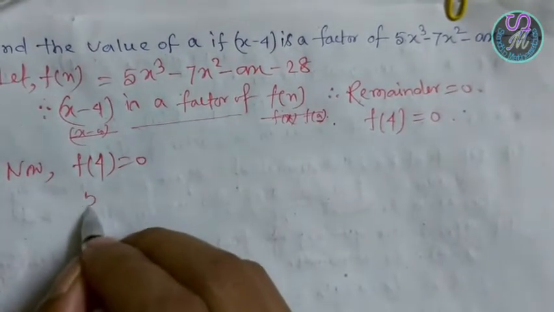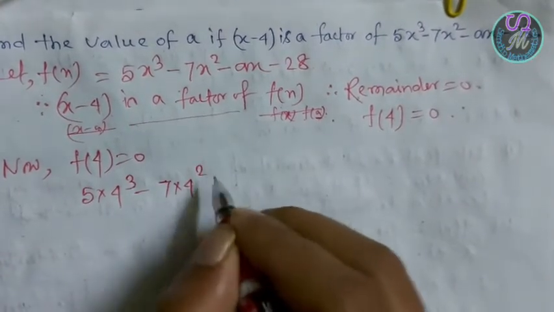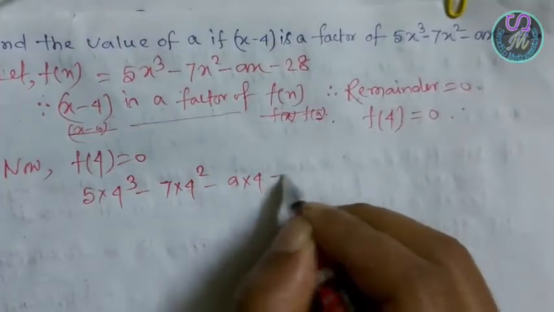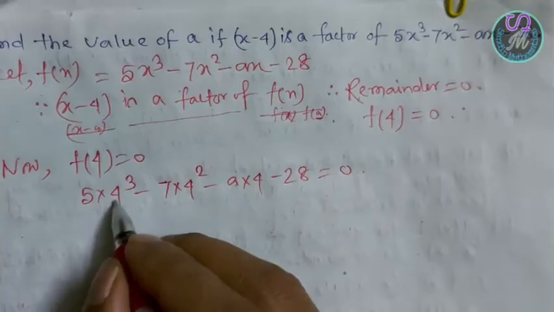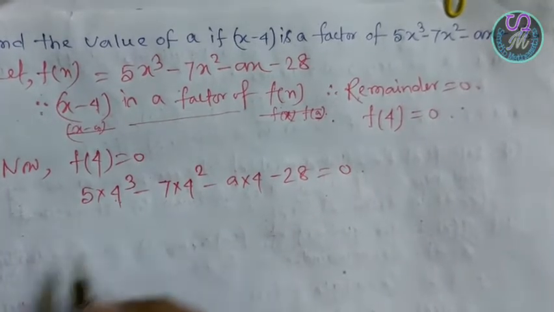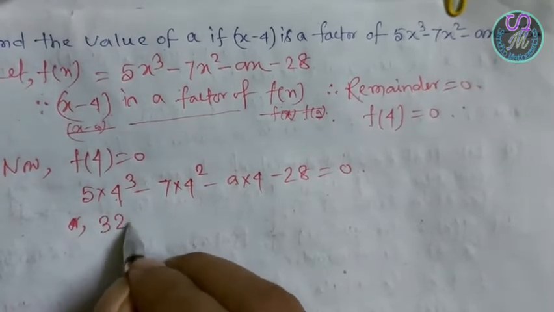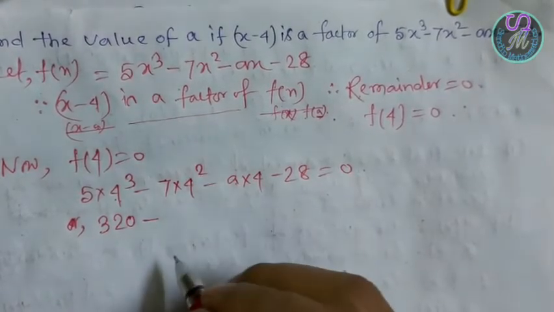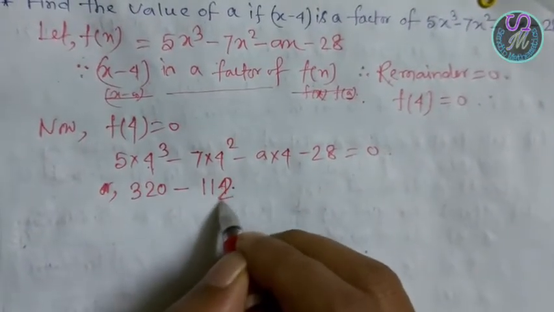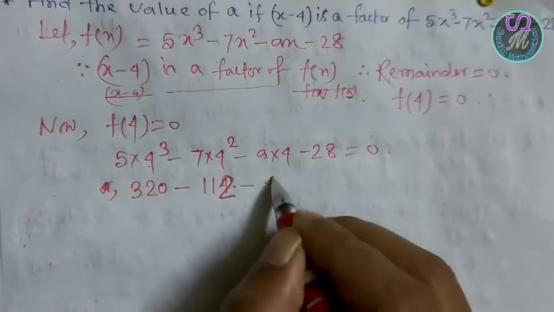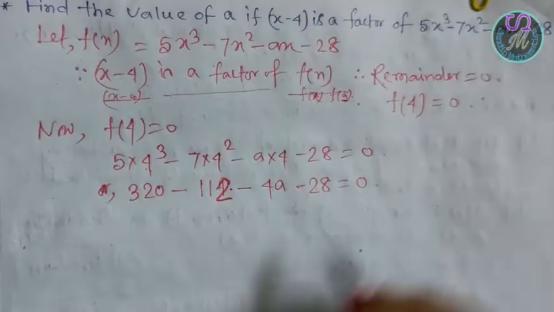F of 4 means 5 into 4 cube minus 7 into 4 square minus a into 4 minus 28. This one is equal to 0. So 4 cube means 64. 4 into 4 is 16, 16 into 4 is 64. So 64 into 5, that means this one is 320. Minus 4 into 4 is 16, 16 into 7, that means this one is 112. Minus 4a minus 28. This one is equal to 0.